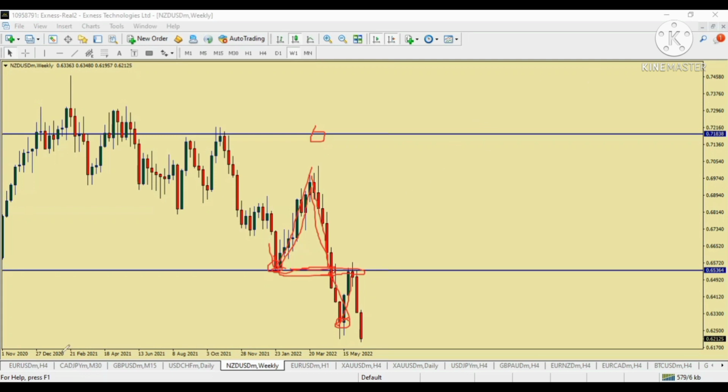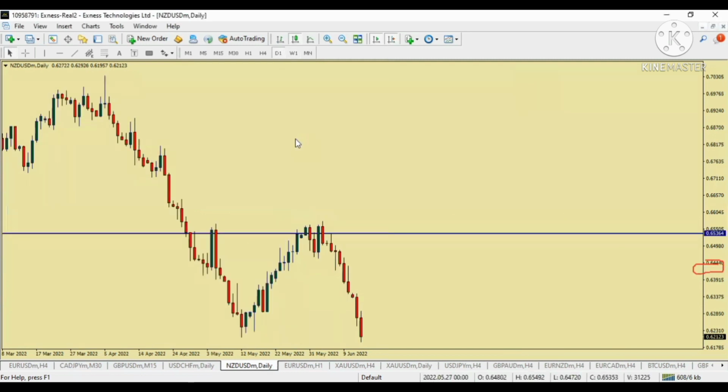Okay, so now I've marked this price here, because it's very important. We are going to be studying the market from there, and also we shall be predicting what will happen to NZD in the coming future. Okay, so let's go to the daily time frame first.